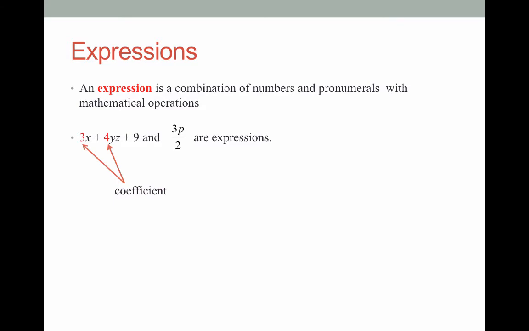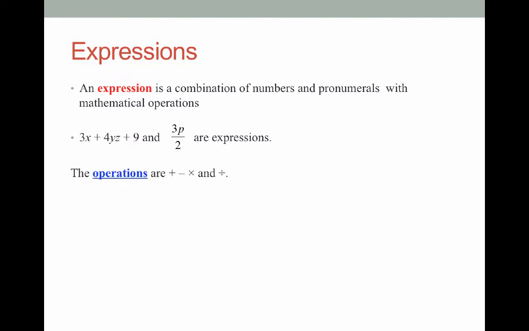Coefficients are the numbers that are in front of our pronumerals. So the coefficient of x is 3, and the coefficient of yz is 4. Constant terms are numbers that are all by themselves. We call these variables x because x can literally be any number that we either want or have to work out. Whereas this constant term of 9 will always be 9 and can never change.